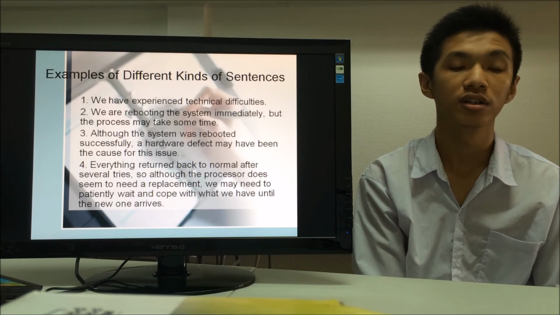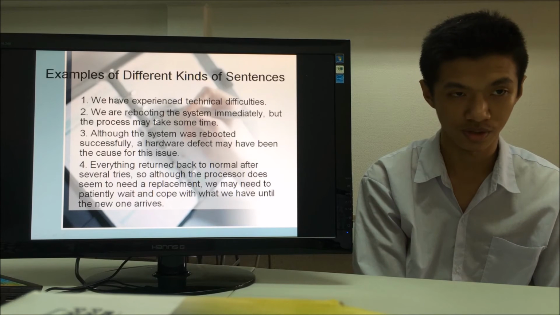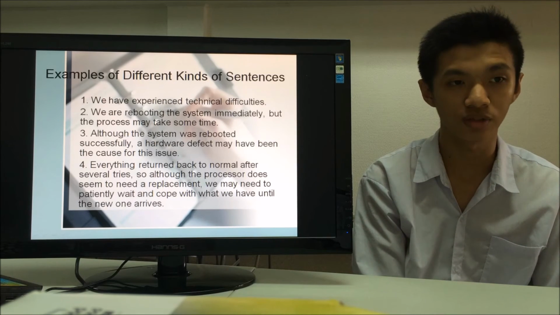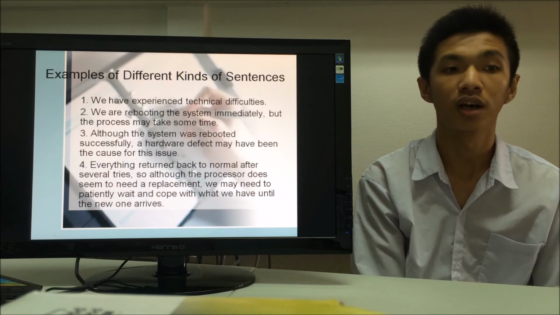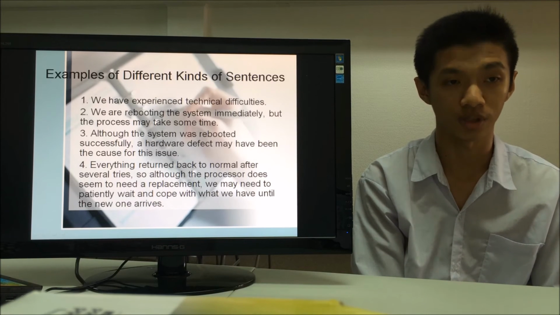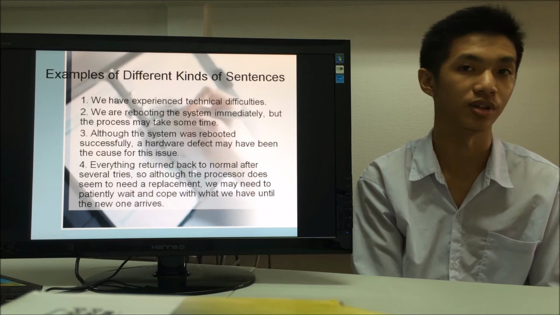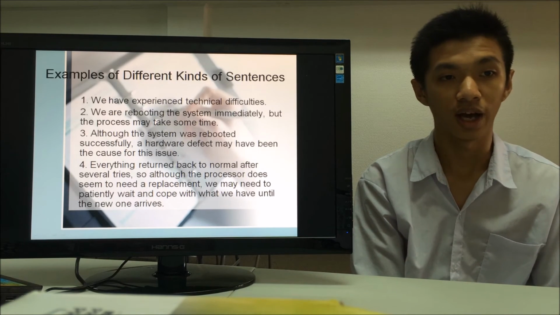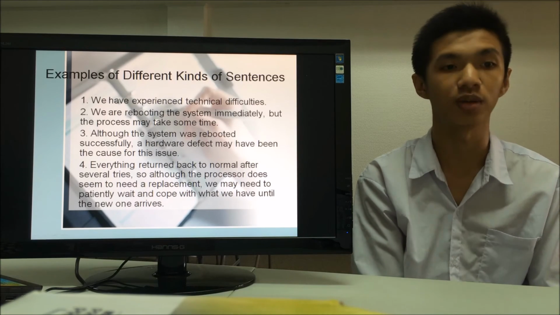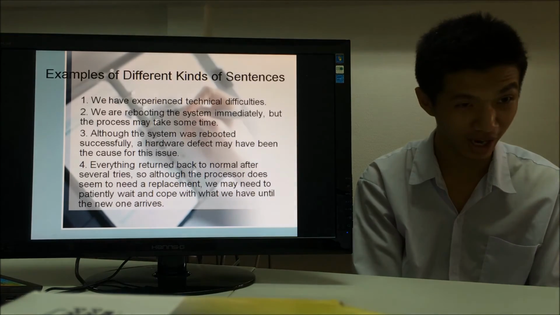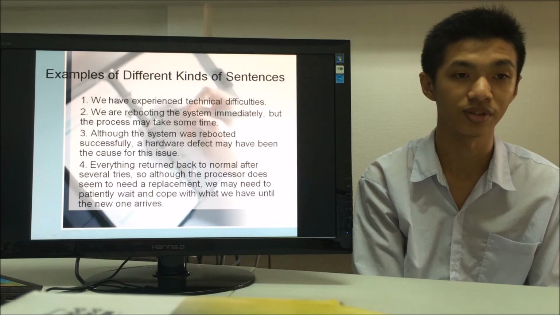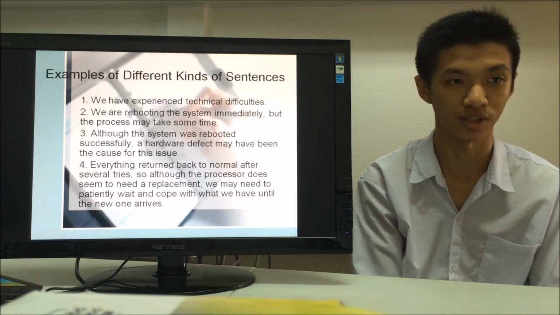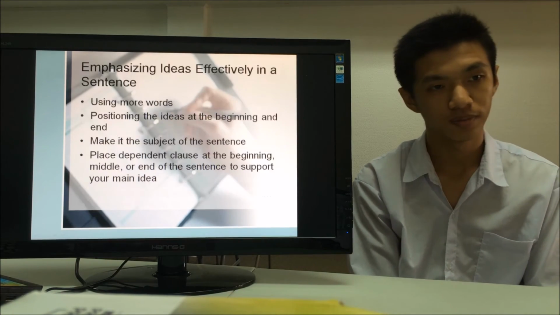For the last, we have the compound complex sentence, where everything returned back to normal after several tries is the first main clause. And so, although the processor may seem to need a replacement, is the subordinate or dependent clause. And the last part, we may need to patiently wait and cope with what we have until the new one arrives, is the second main clause in the sentence.